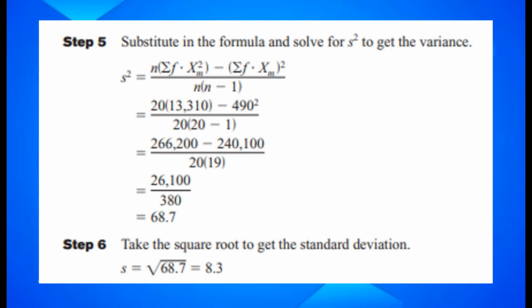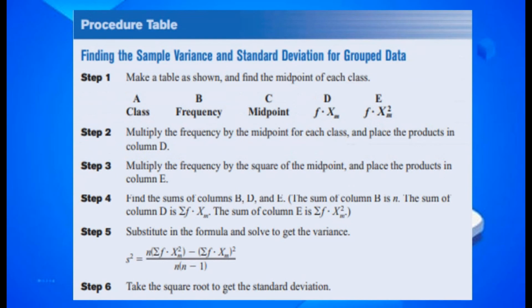Then step 6, take the square root to get the standard deviation, where S is equal to the square root of 68.7, which is equal to 8.3. In the group data, be sure to use the number found in the sum of column B, in other words, the sum of the frequencies for N. Do not use the number of classes.